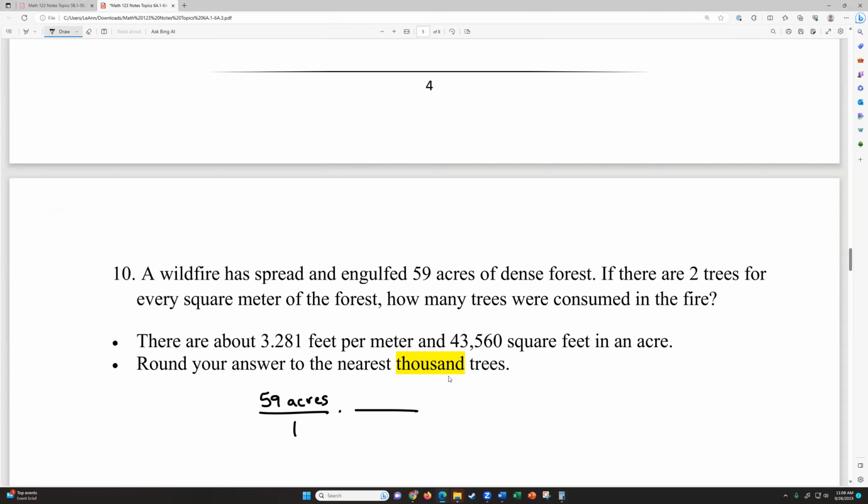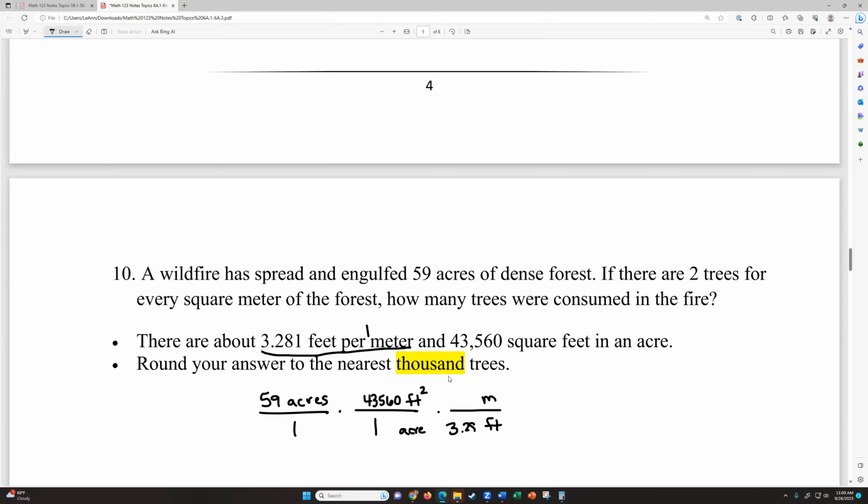So I have 59 acres in the forest over 1. I know that an acre, which I want to cancel out, 1 acre is 43,560. Notice this is feet squared. That's going to be really important for this next part, because this is in feet squared. This other conversion they gave us is in feet per meter. No square feet, no square meter. It is just singular foot and singular meter. So when we are doing this conversion, we are going to put feet down here to cancel out the foot, but that only cancels out one of those feet squared.